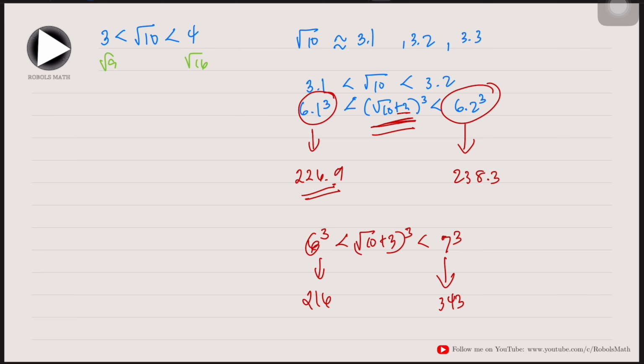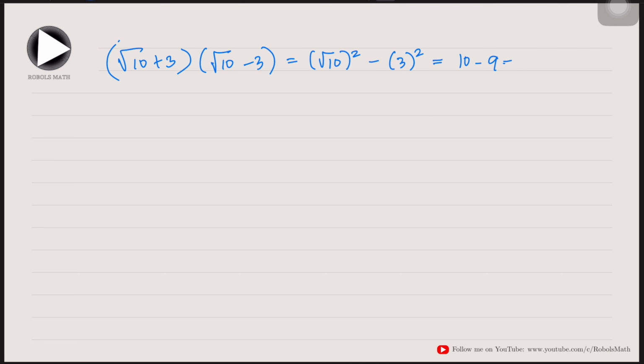My solution for this one involves making use of the property of the radical expression square root of 10 plus 3. Note that if we multiply this by its conjugate, square root of 10 minus 3, we get square root of 10 squared minus 3 squared by the difference of squares formula, which simplifies to 10 minus 9, or just 1. This means that we can rewrite square root of 10 minus 3 as 1 over square root of 10 plus 3.